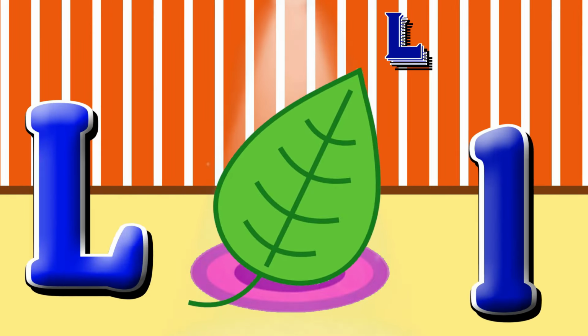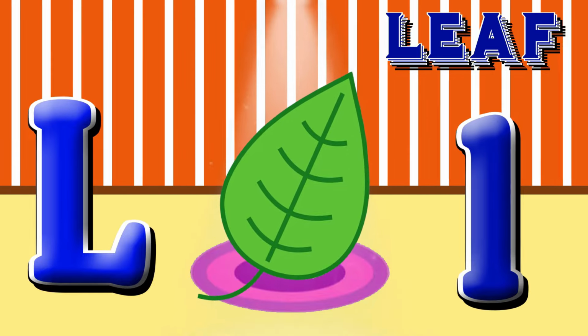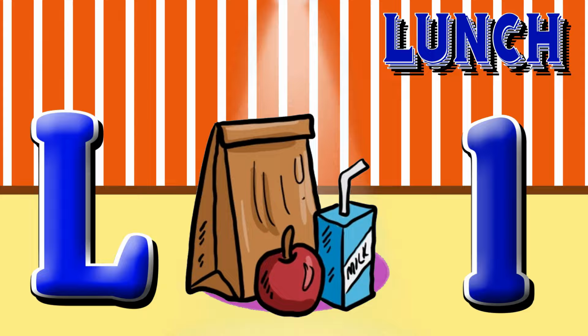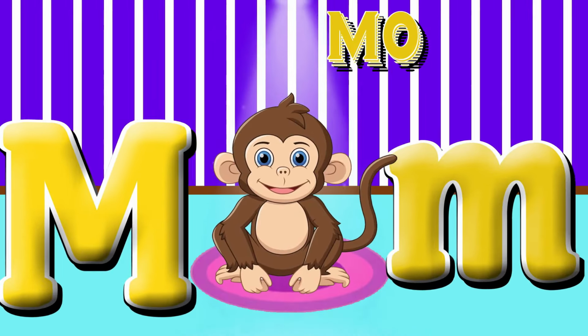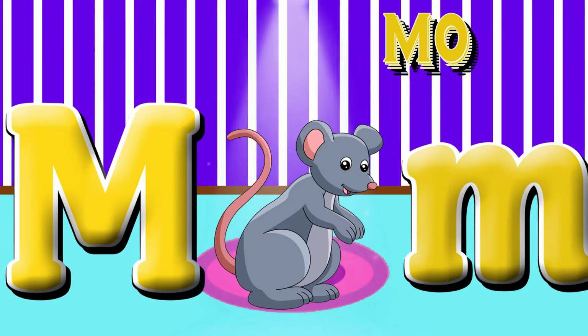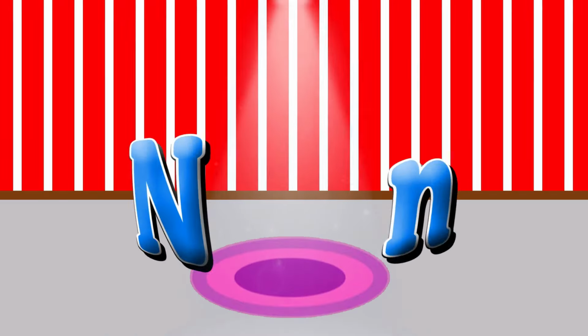L is for leaf, l-l-leaf. L is for lunch, l-l-lunch. M is for monkey, m-m-monkey. M is for mouse, m-m-mouse.